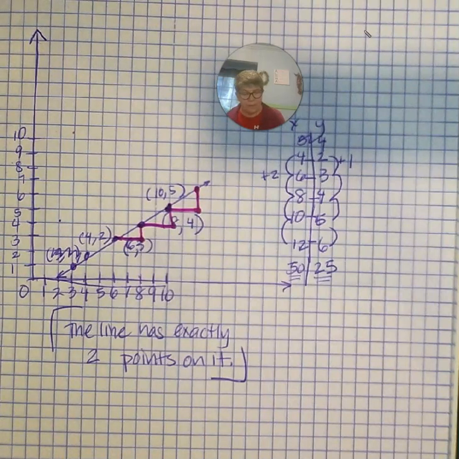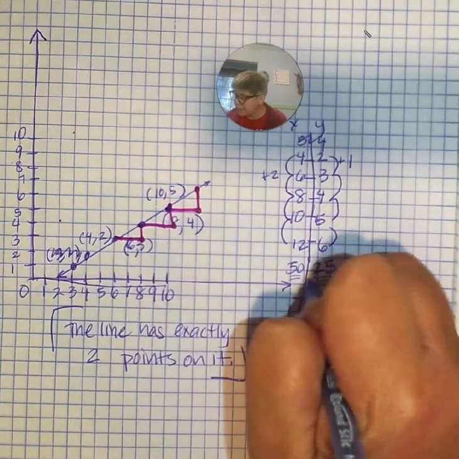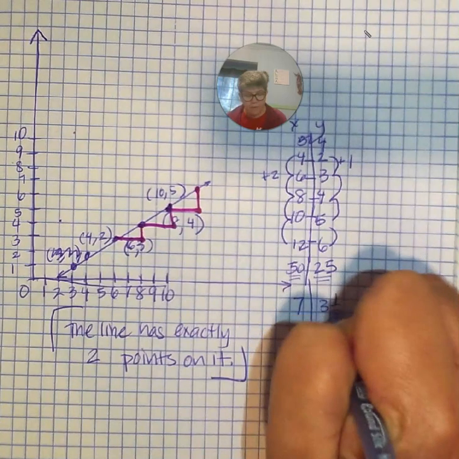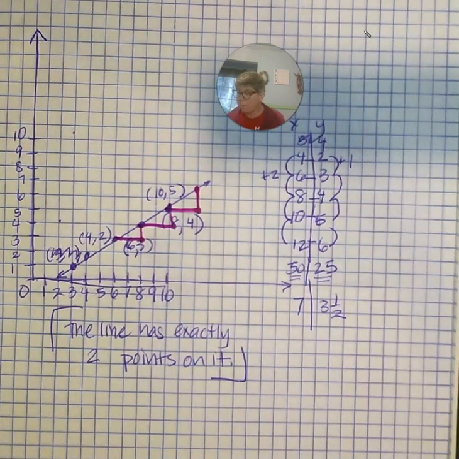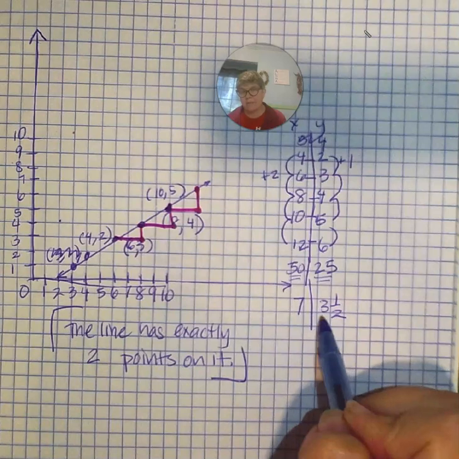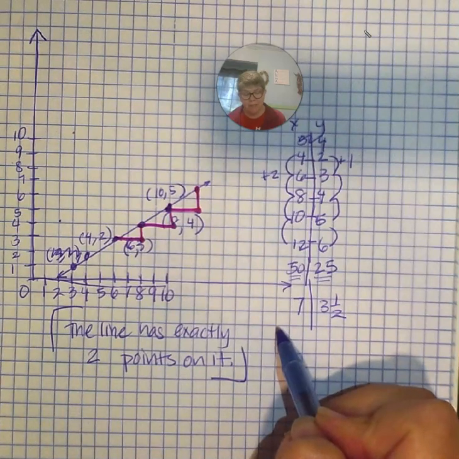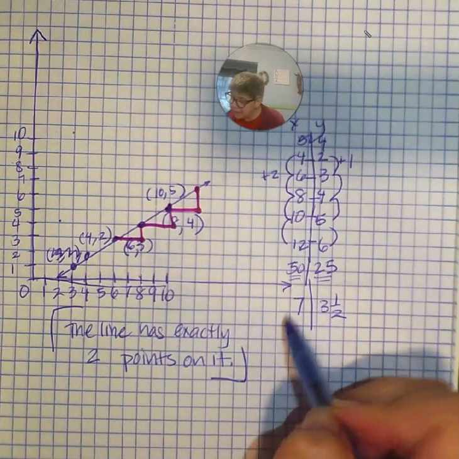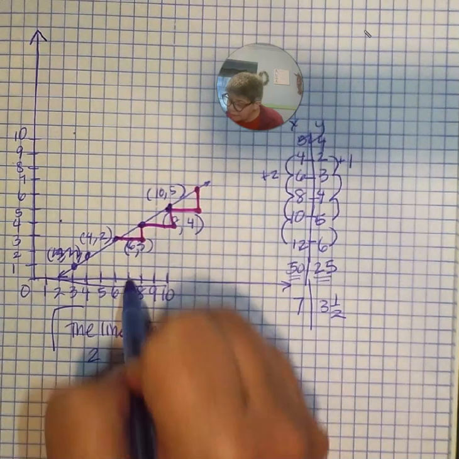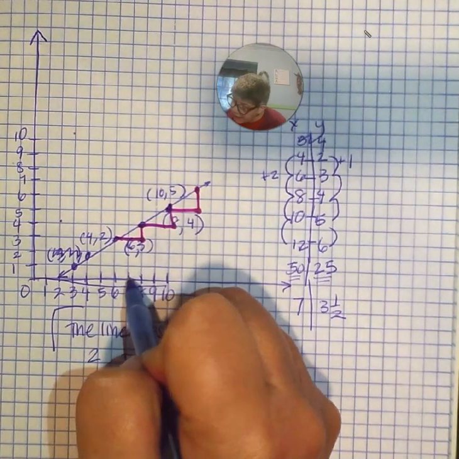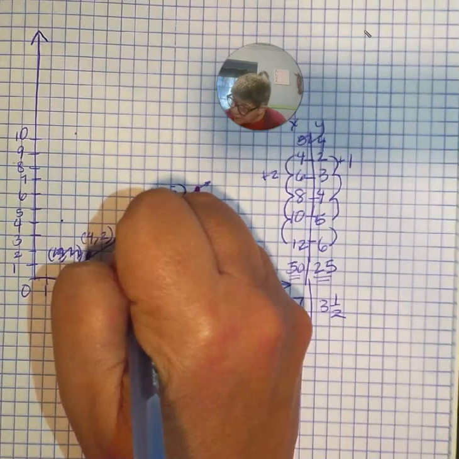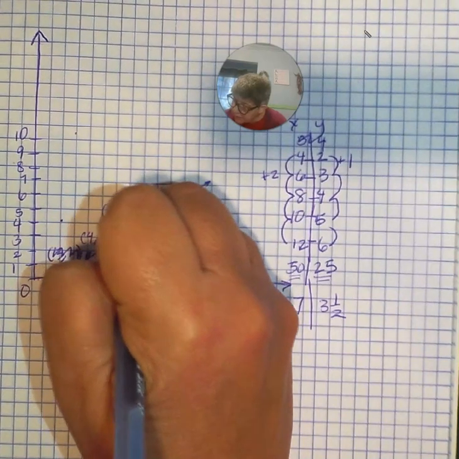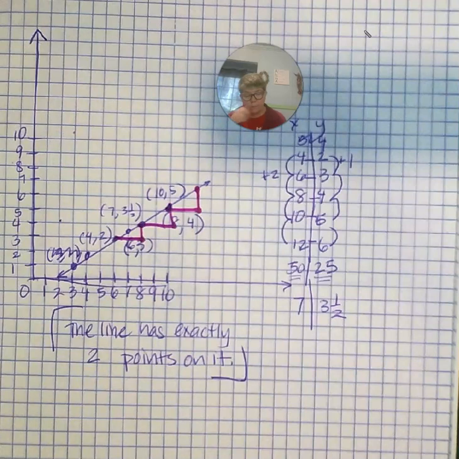Amazing. Okay. How about (7, 3 1/2)? Would that work? 3 1/2 is 1/2 of 7. Okay. Let's see. (7, 3 1/2). Can you plot it on yours?